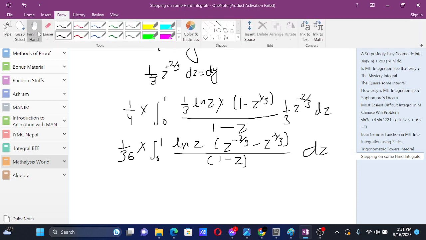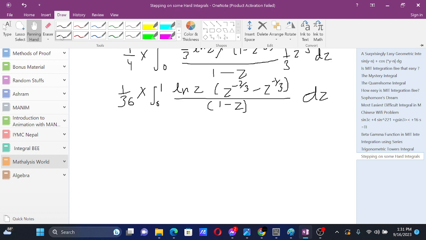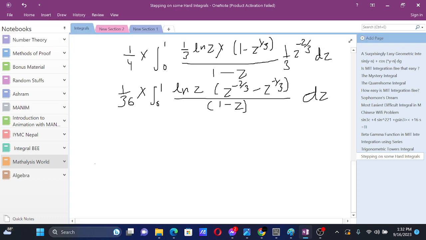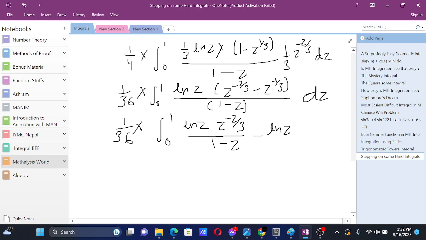Now what we can do is distribute these two terms, and then they will be in one of the standard forms of integral, from where we can use some standard formulas. So ln z times z to the power minus 2 by 3 over 1 minus z, minus ln z times z to the power minus 1 by 3 over 1 minus z, dz.